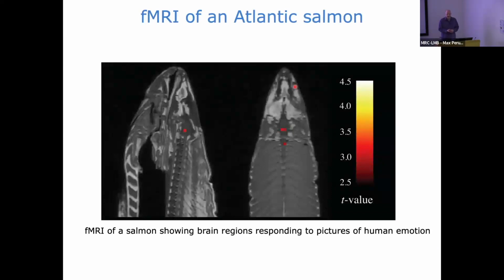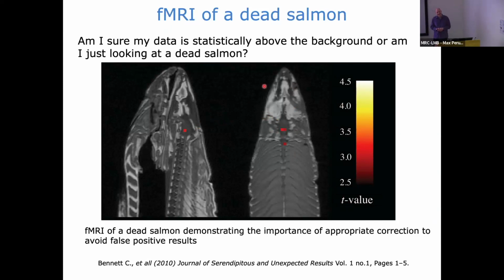This is an fMRI of an Atlantic salmon, so people use this for functional studies of the brain. And what they did was they showed pictures of human emotion to this salmon, and they recorded activity in the brain. And you can see here that there were spots of activity. This looks all very, very interesting. There's only one problem: the salmon was dead.